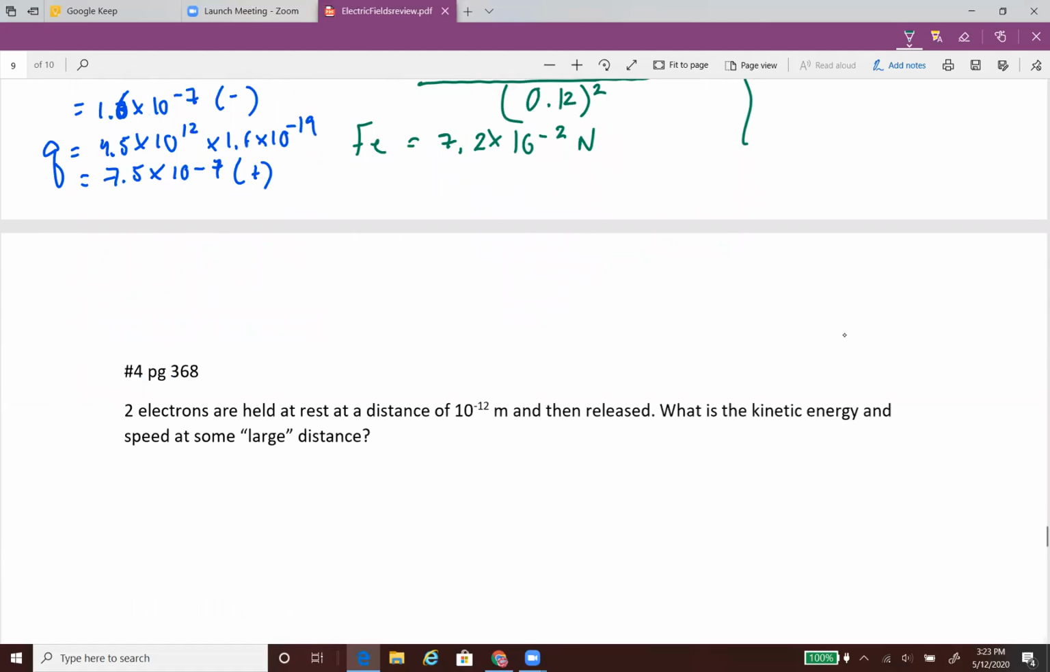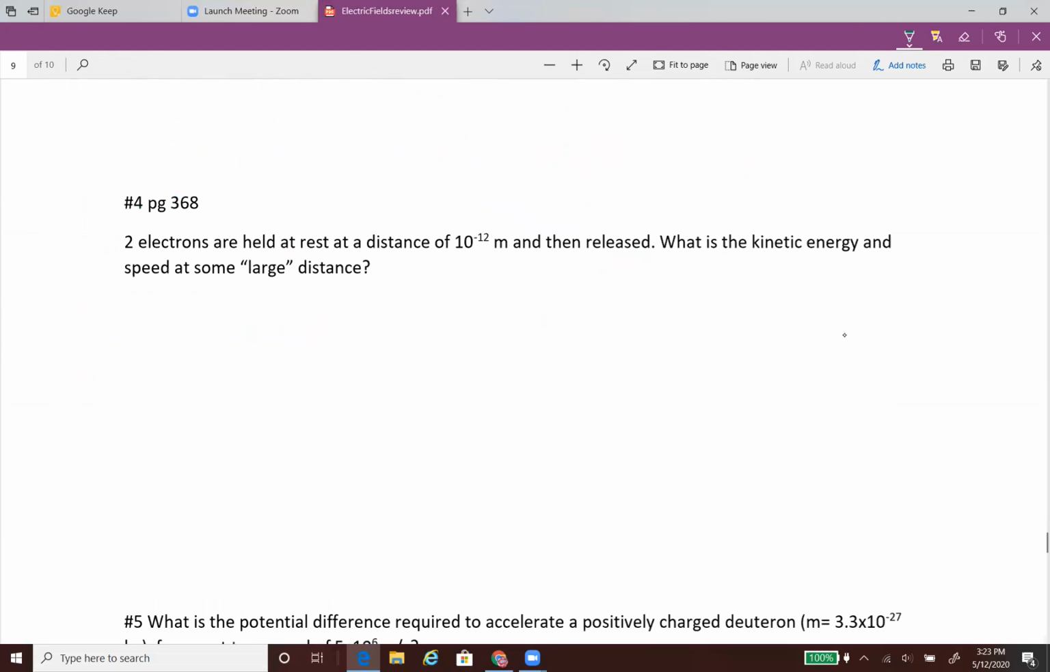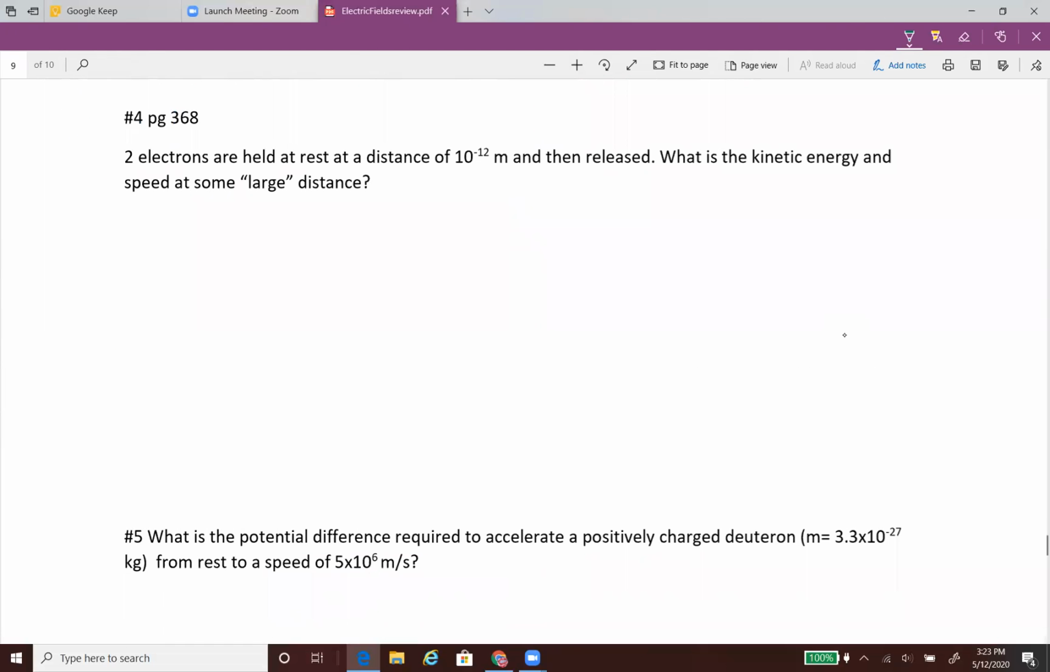Okay, so let's look at number 4. Number 4, page 368. Number 4 is not very difficult, but it could be a little bit tricky if you don't kind of understand what this means. So 2 electrons are held at rest at a distance of 10 to the minus 12 meters. So if I have an electron here, an electron there, there is obviously going to be a repulsive force.